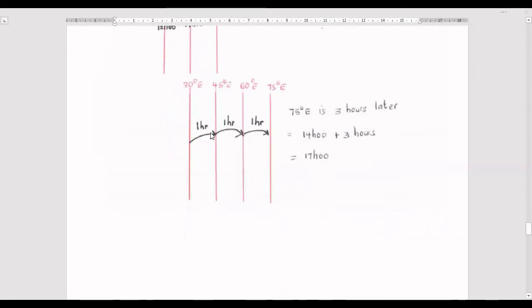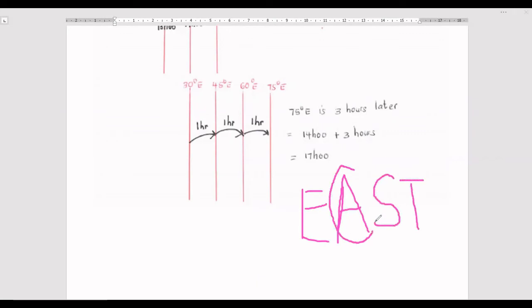And each one is an hour. So I've shown that here: 1 hour, next hour, next hour. But as you're going towards the east, the time is later. I spoke about the east, and I told you when you're doing the east, look at this word here, E-A-S-T. East means you're adding.